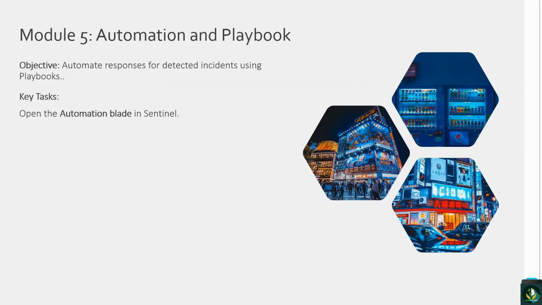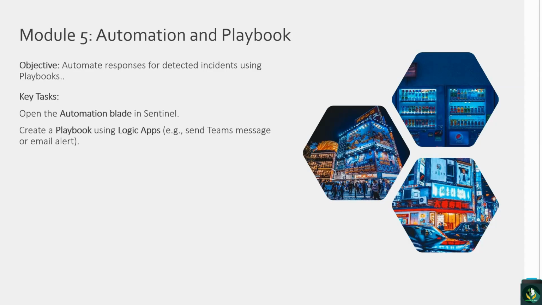We start by opening the automation blade in Sentinel. This is where we manage all our playbooks and automated response workflows. Playbooks are built using Logic Apps, which provide a visual, no-code interface to define step-by-step actions in response to an alert. We will create our first playbook.